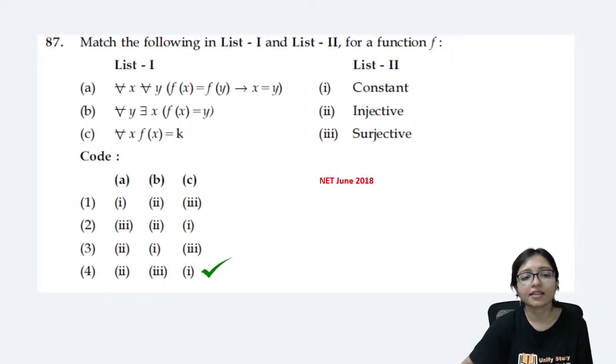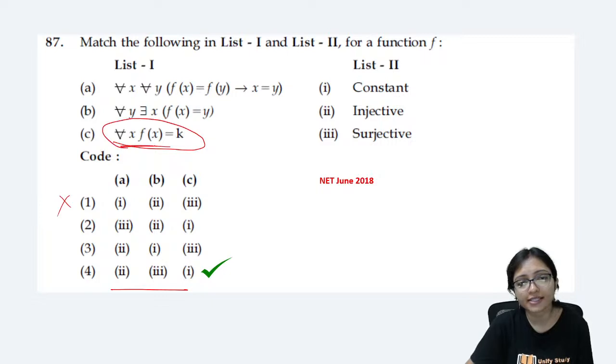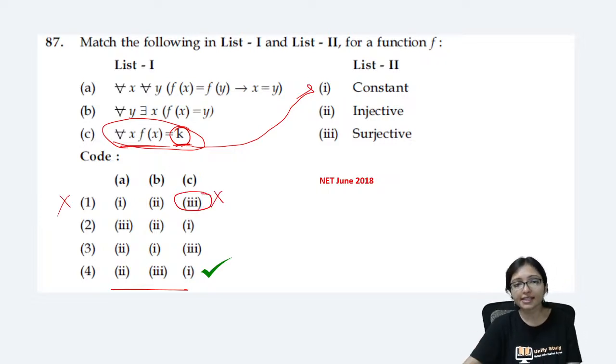Okay, here the answer is option 4. Option 1, those who are telling that, they are wrong. See that it is constant definitely: for all x, f(x) equals k. K is a constant, very clearly. So definitely C will be with 1. Those who are telling this, they are wrong. C will be 3? No. Constant means k is here. That you can easily understand, k is here. That will be a constant.